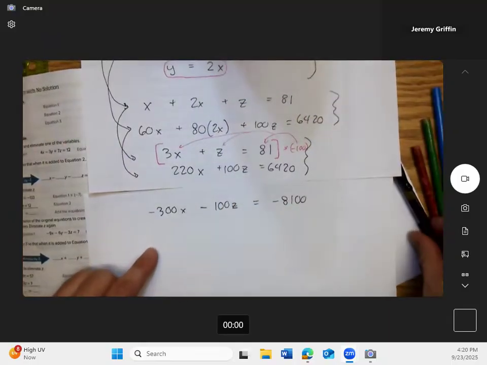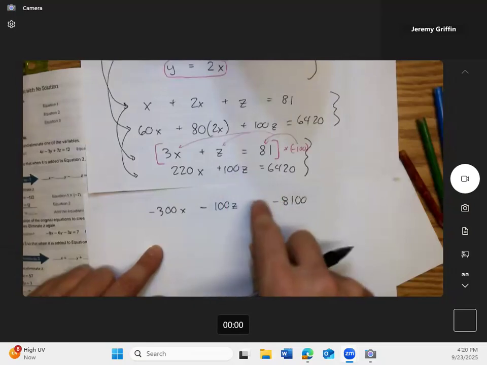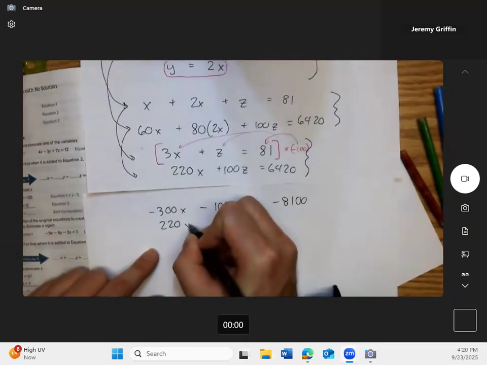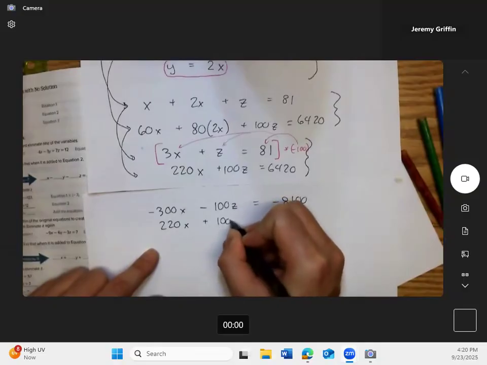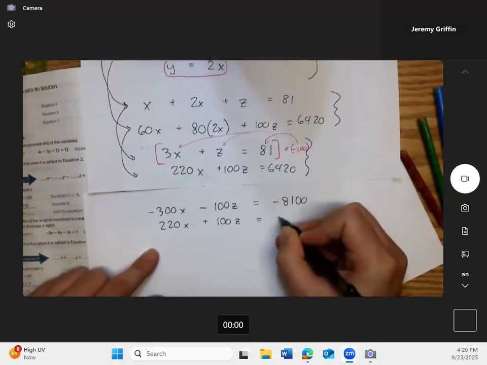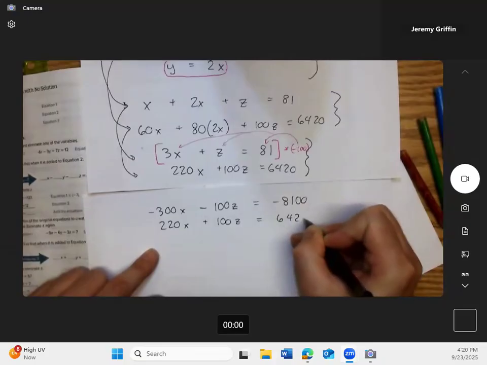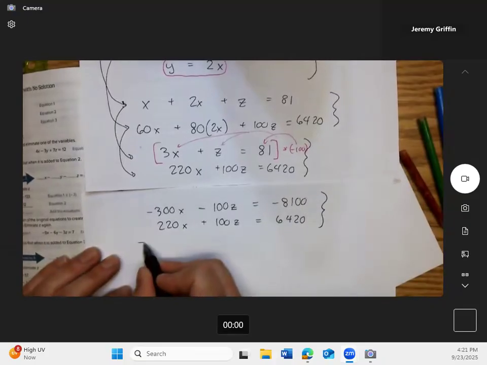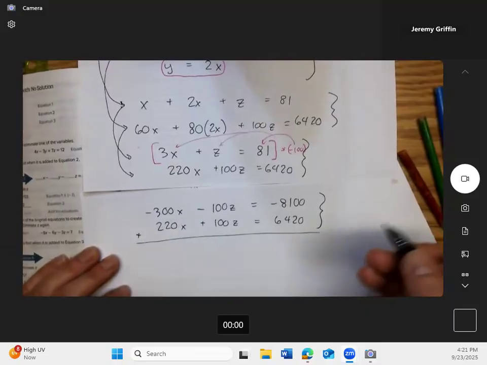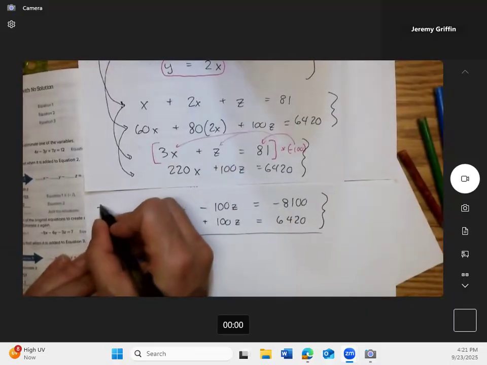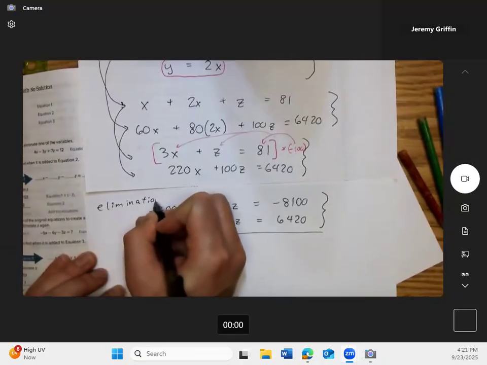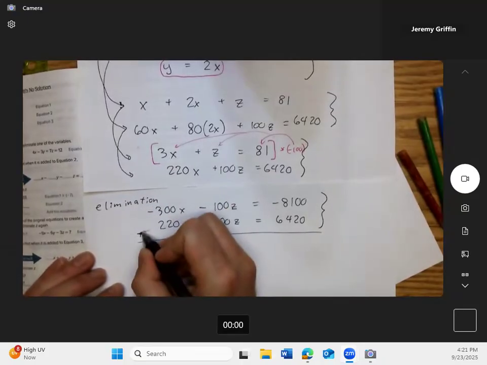Right. And why did I do that? Because it's going to allow me to eliminate the z's when I add it to this other equation. 220x plus 100z equals 6420. I just copy pasted that, so that's no different. So that system is still valid, right? But look at this. So again, I'm honing in on elimination. Okay. You didn't have to do it this way. You could have solved it a different way. Perfectly fine.